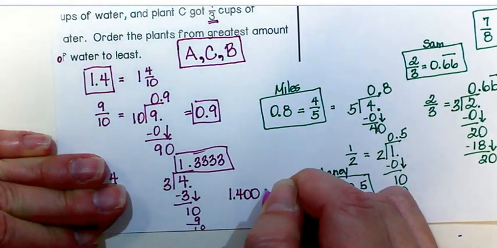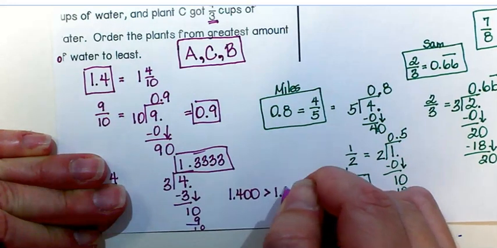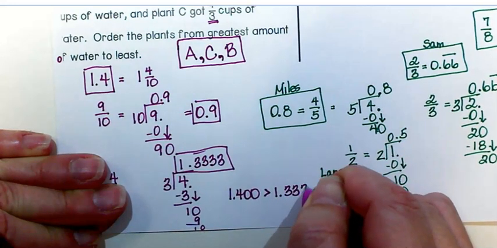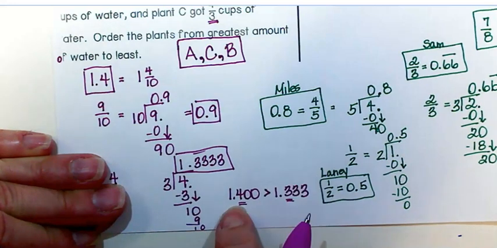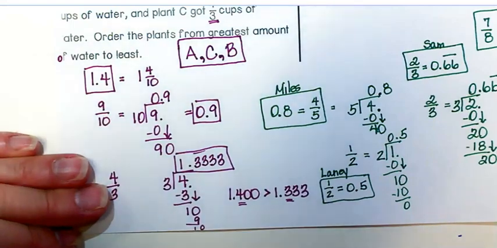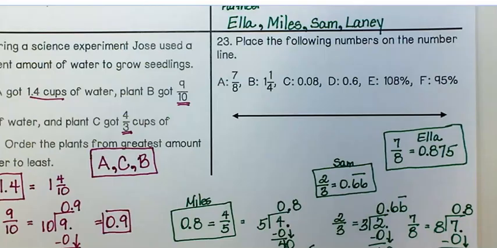1.400. That's going to be greater than 1.333 repeating, because the 10th digit here is bigger than the 10th digit here. All right. 23. Place the following numbers on the number line.